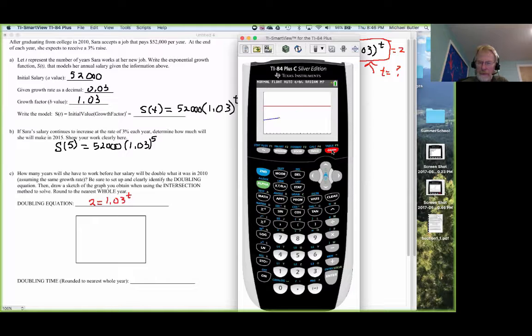It's growing pretty slow, but yeah, looks like it's more than 20 years. She's going to have to work there for a while, okay? So let's go out 30 years and see what she gets. There we go. Okay, so sometime after 30 years, it's going to be in there. So let's go second calc, number 5 for intersect, first curve, second curve, guess. And it looks like about 24 years roughly is when she's going to have double her income.